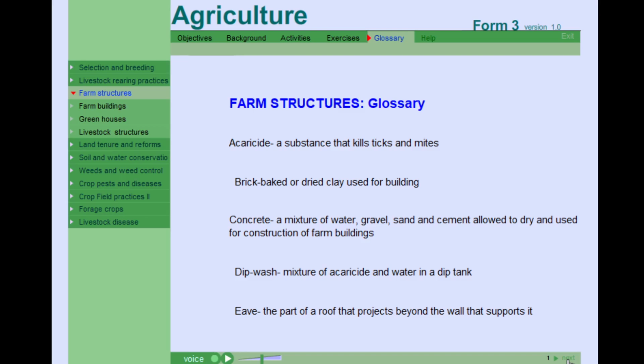Translucent is allowing light to pass through but only diffusely so that objects on the other side cannot be clearly distinguished. Truss is a physical structure with a network of beams and bars used to support roofing materials. Odor is a smell whether pleasant or unpleasant. Wall plate is a horizontal structural member placed along the top of a wall to support the ends of beams or trusses.